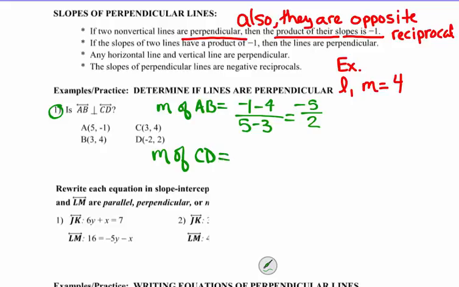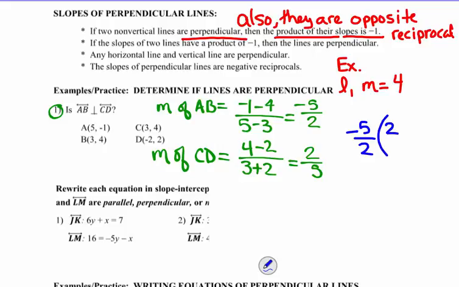Line CD's slope is 4 minus 2 over 3 plus 2. 4 minus 2 is 2. 3 plus 2 is 5. If you look at these two slopes, you'll see that they are opposite reciprocals, but we can check it by multiplying the two of them together. And they do, in fact, have a product of -1.